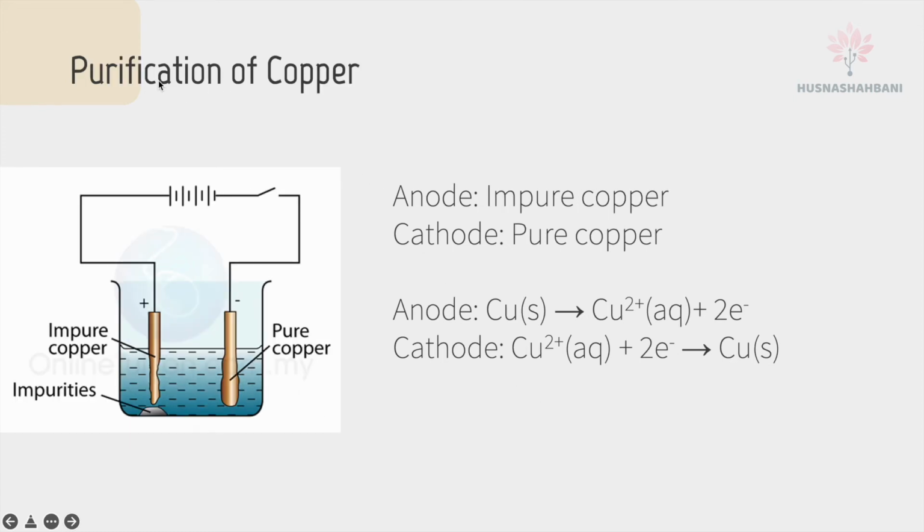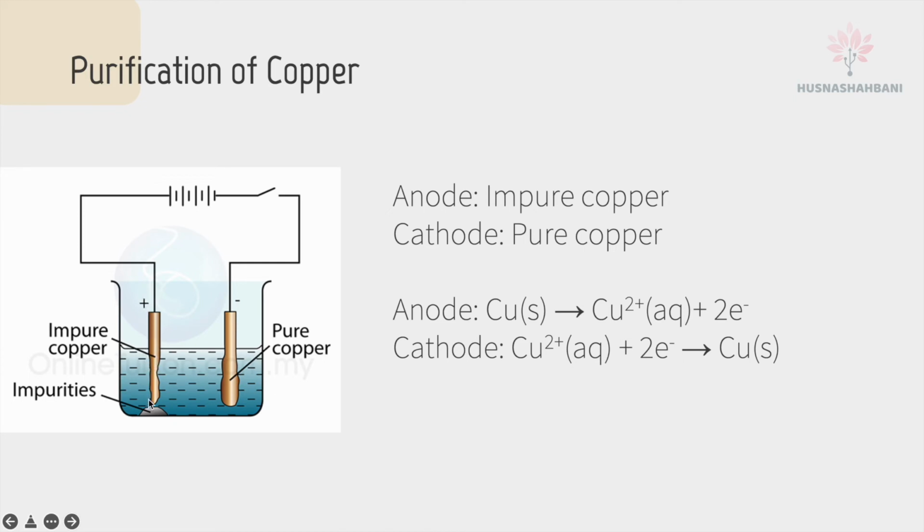Next, the second use of electrolysis is purification of copper. You have copper ore, you have impure copper, and you want to make it pure copper. At the anode, the positive electrode, you put the impure copper. At the cathode, you put the pure copper. Now you want to collect the pure copper from the impure. You want to remove impurities and collect the pure copper only.